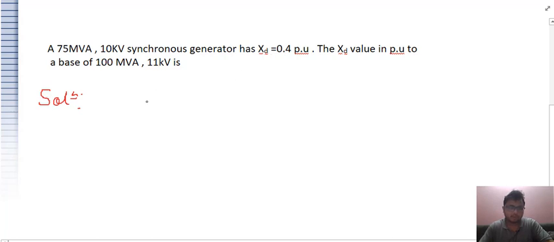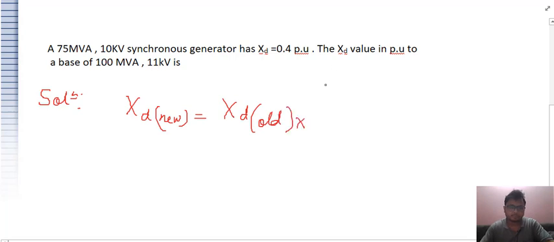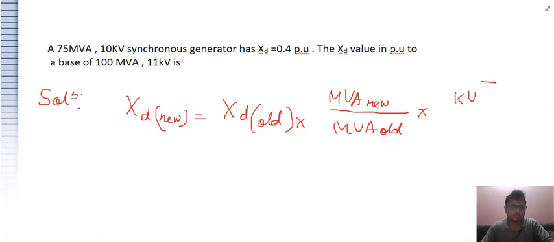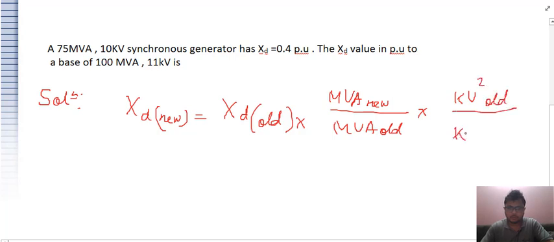They want the new PU values. So we know the formula: XD new, or Z new, whatever you write, equals XD old into MVA new divided by MVA old into kilovolt old whole square divided by kilovolt new. Now put the value.